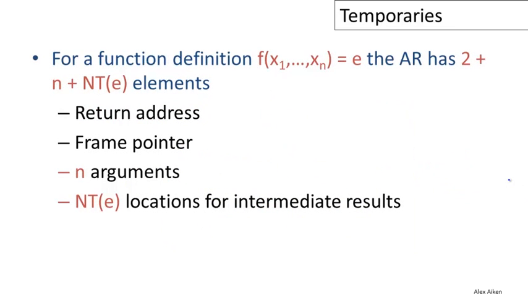Once we've computed the number of temporaries required to evaluate a function body, we can add that much space to the activation record. So now our activation record is going to require 2 plus n plus NT of e elements. And so the 2, of course, are for the return address and the frame pointer. The n is for the n arguments to the function, and then the rest of it is just the space required for the temporaries.